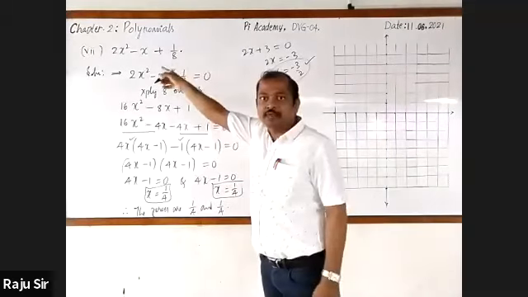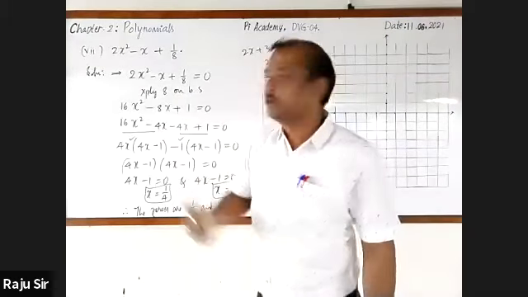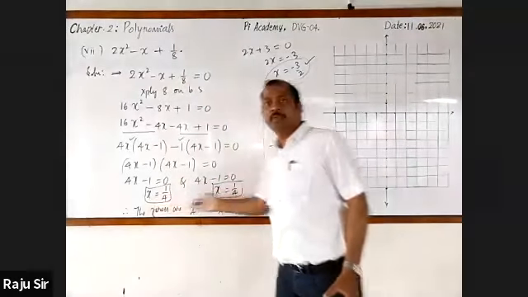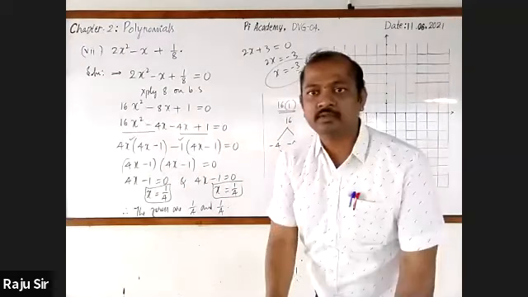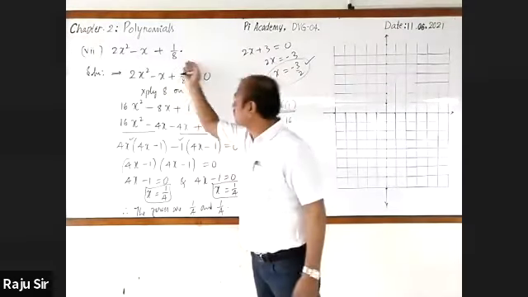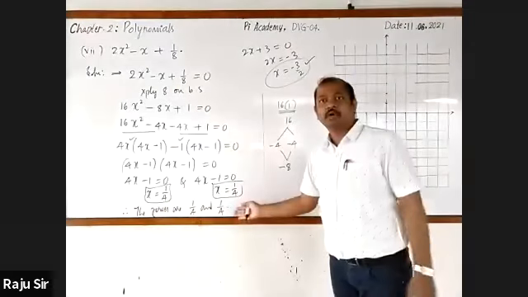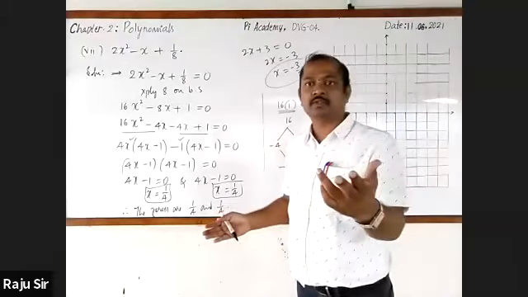And after that, we took the quadratic polynomials. In each quadratic polynomial, how many zeros are there? Very good, two zeros. Look here, this is a quadratic polynomial. We got two zeros. Even in previous problems also, we got two zeros.